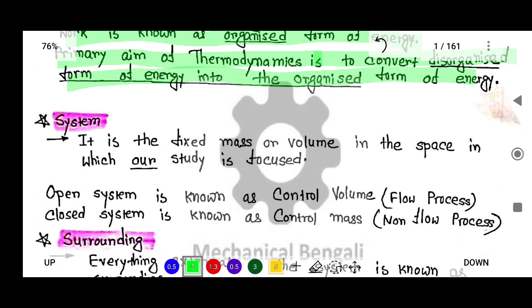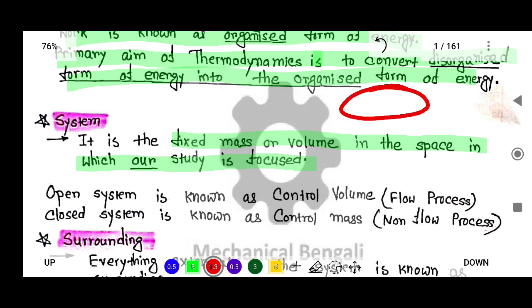Now let's understand what is system. System is the fixed mass or volume in space where our study is focused. Suppose this is our system. When we focus on any particular mass or volume, then this is known as system. There are three systems: open system, closed system, and isolated system.